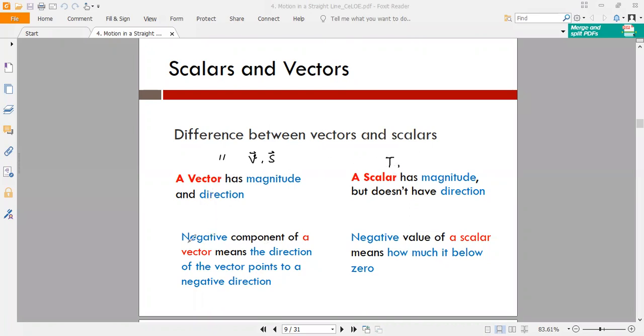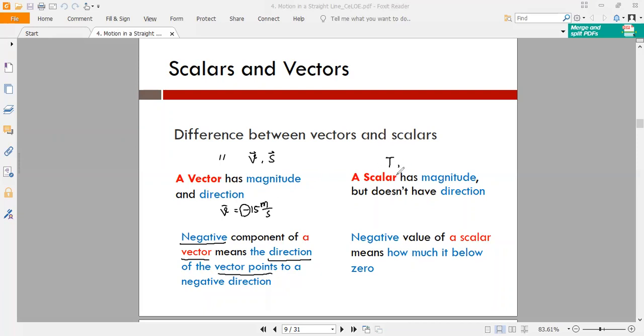So the negative component of a vector, for example, if I have the velocity is minus 15 meter per second, that means the negative sign is the direction the vector points. So for example, minus means to the left. So the object is moving 15 meter per second to the left.